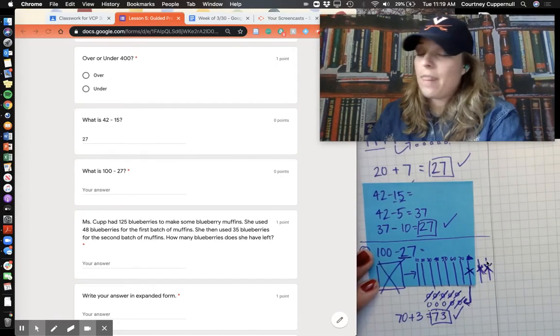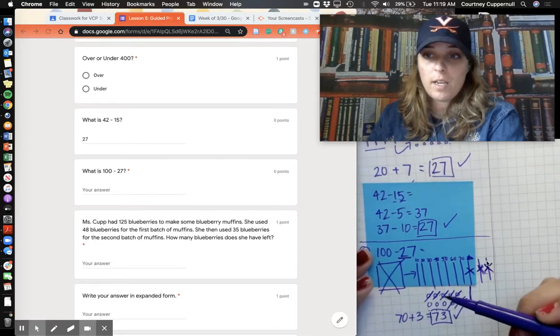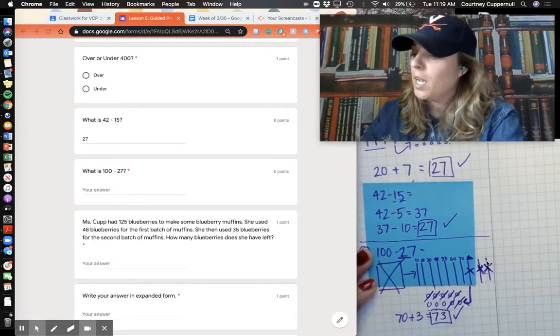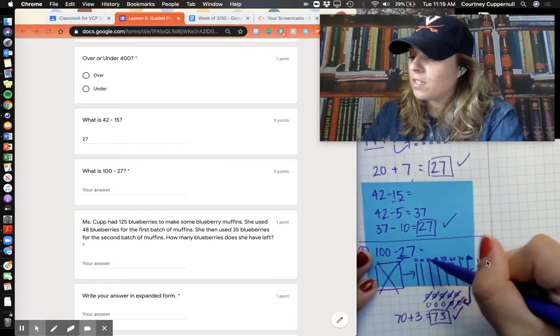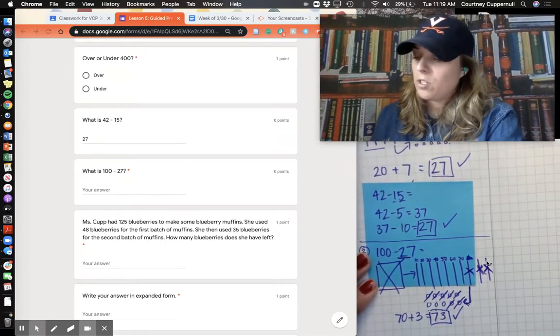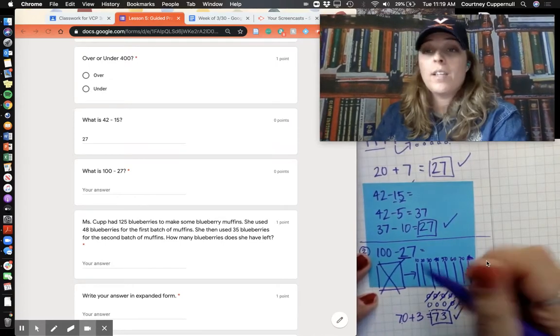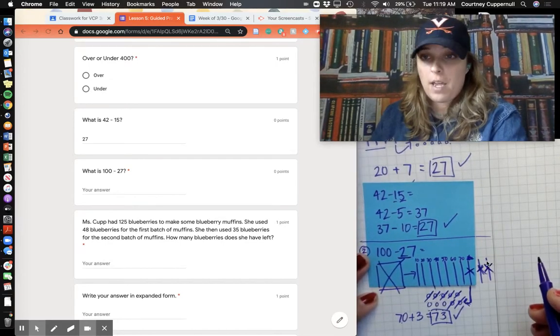So I then went to my 10 sticks. I counted how many 10 sticks I had. In this case, I labeled because we know Miss Cupp sometimes makes mistakes if she doesn't label. So I recommend you label too. You go 10, 20, 30, 40, 50, 60, 70. Then I had the 3 ones to add. So I did 70 plus 3 equals 73. So 100 minus 27 equals 73.